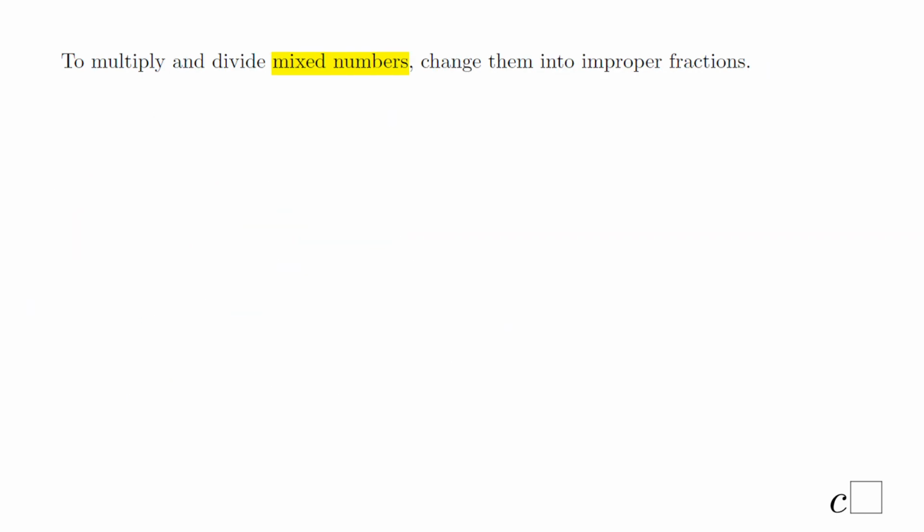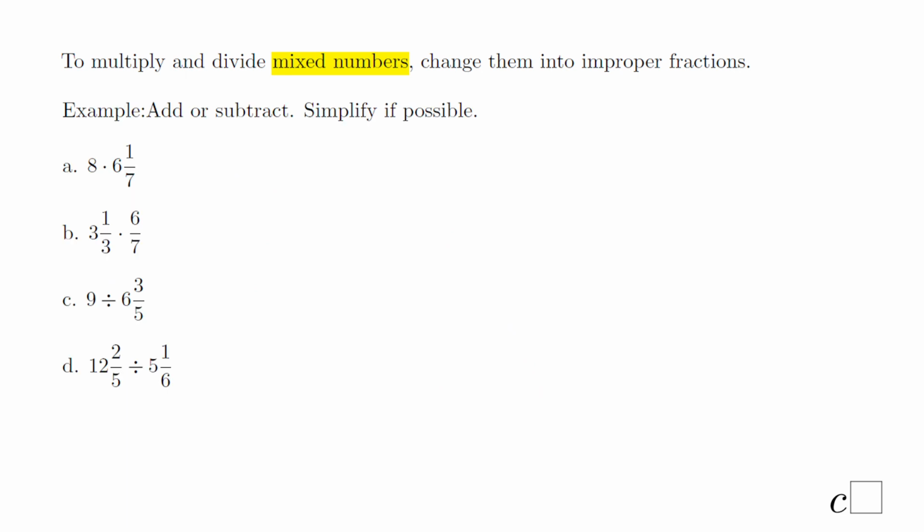To multiply and divide mixed numbers, change them into improper fractions. So in this case, you have no choice. You have to change this guy into an improper fraction to multiply. So let's take a look. We have 8 times, and then we have 6 times 7, 42 plus 1, 43. And in fact, you may want to put this like 8 over 1. If you want to see it like a fraction, you don't really need to do that. So then we have 8 times 43, and that is 344.